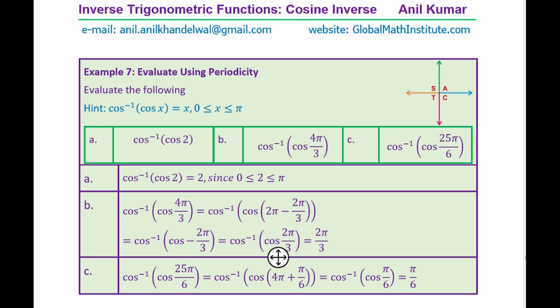So for your reference, here is the solution of all the three questions. So for cos inverse of cos 2, we get 2. For cos inverse of cos 4 pi by 3, we need to rewrite this as 2 pi minus 2 pi by 3. Since cos is periodic, it becomes cos of minus 2 pi by 3. And since it is even, it is cos of 2 pi by 3. So a couple of properties, right? So here we see period of 2 pi for cosine, right? And here we see even function.